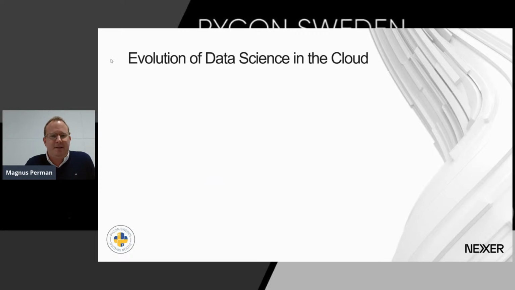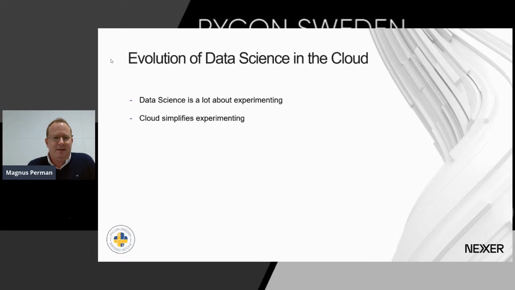And if we look at how data science has evolved through cloud adoption, data science is a lot about experimenting. So it's an experimental field of work. You are creating models, doing feature engineering, and you're just trying out a lot of different things to get as good predictions as possible. And what the cloud does is simplify experimenting. You can have a supercomputer at your fingertips just a couple of clicks away. You can spin up a huge monster VM with 100 CPUs and terabytes of RAM, in just a couple of clicks.